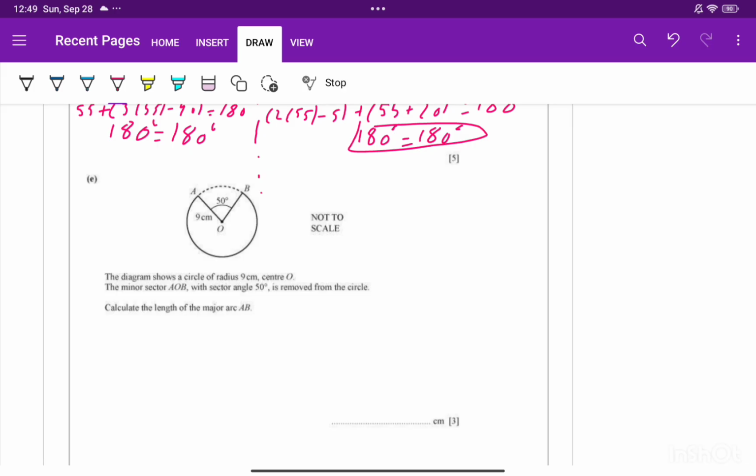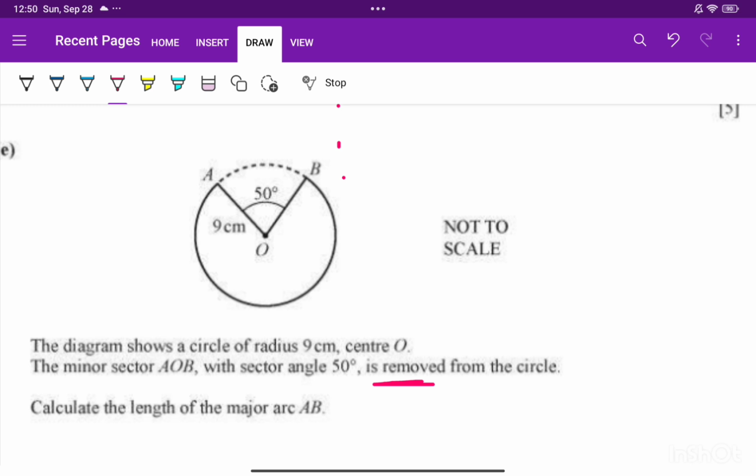The diagram shows a circle of radius 9 cm, center O. A minor sector AOB with a sector angle of 50 degrees is removed from the circle. Calculate the length of major arc AB. Okay, so this angle will be 360 minus 50, which will be 310.